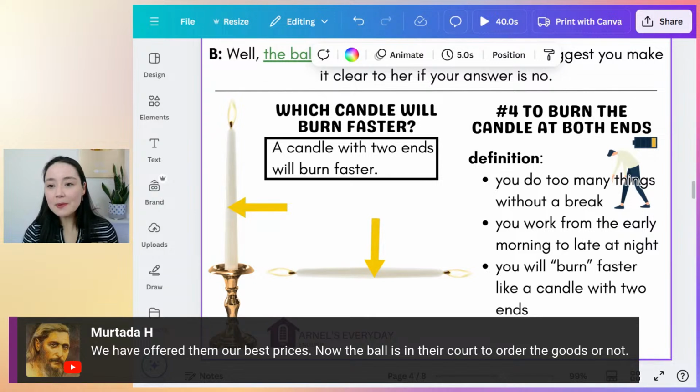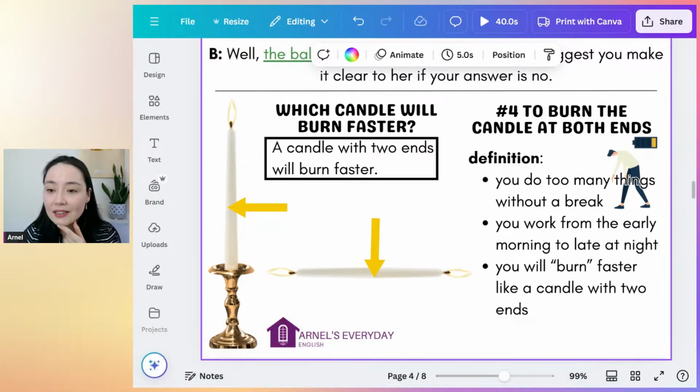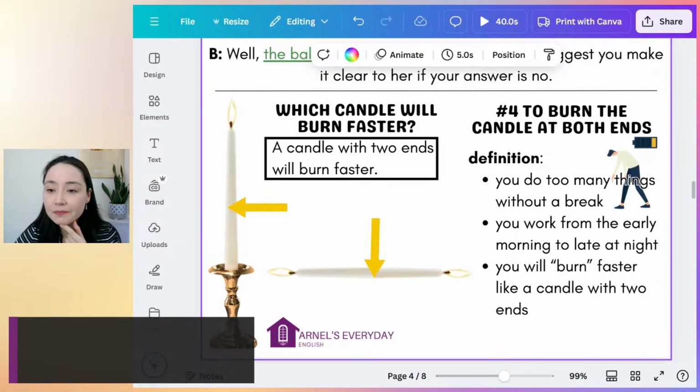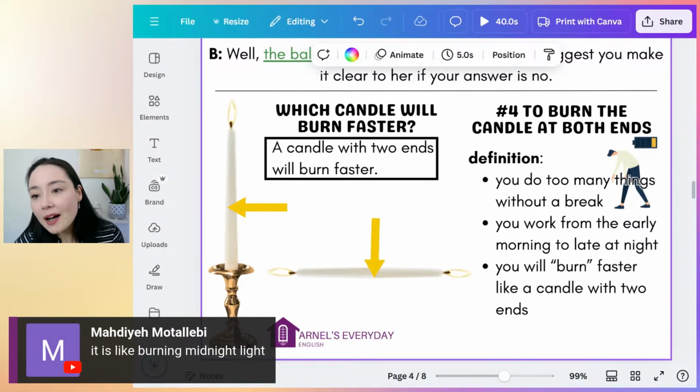I'm loving these examples. Murtada says, we have offered them our best prices. Now the ball is in their court to order the goods or not. Absolutely. Going back to the other expression, yes, yes. Ooh, Madia? It is like burning the midnight oil.